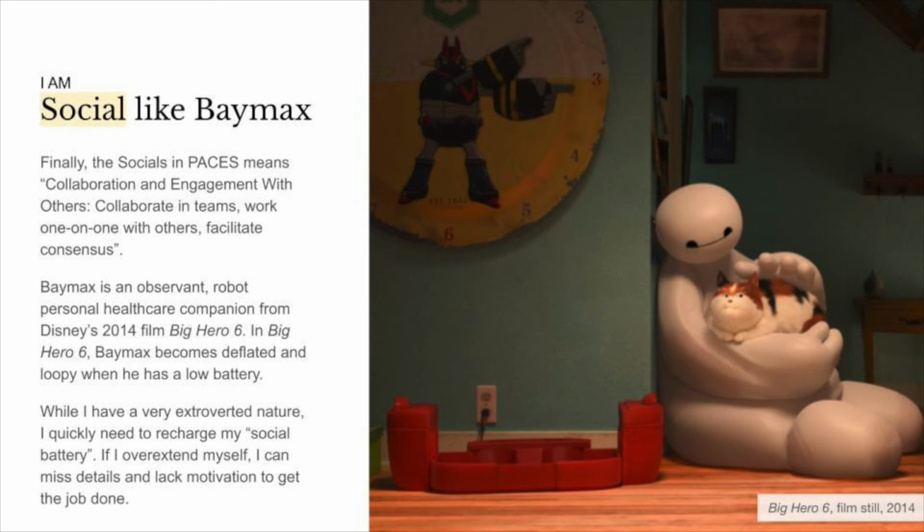And finally, the S in the PACES model is social. And that means collaboration and engagement with others. You're able to collaborate in teams, work one-on-one with others, and facilitate consensus. So I like to think that I'm social like Baymax. Baymax is an observant robot personal healthcare companion from Disney's 2014 film Big Hero 6, where Baymax becomes deflated and loopy when he has a low battery.